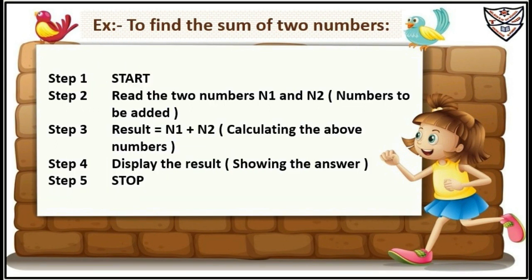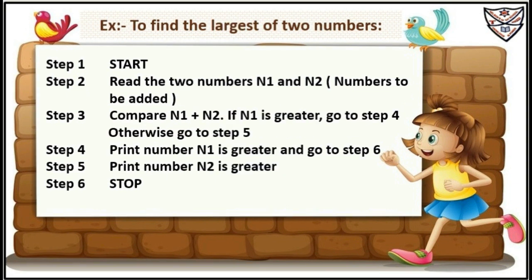For example, to find the sum of two numbers. Step 1, start. Step 2, read the two numbers n1 and n2, the numbers to be added. Step 3, result is equal to n1 plus n2, calculating the sum of the above numbers. Step 4, display the result, showing the answer. Step 5, stop.